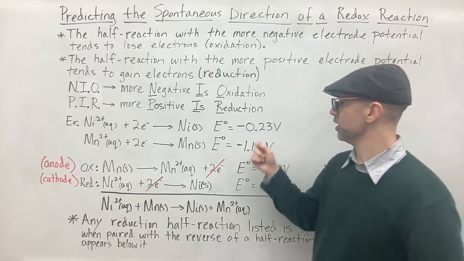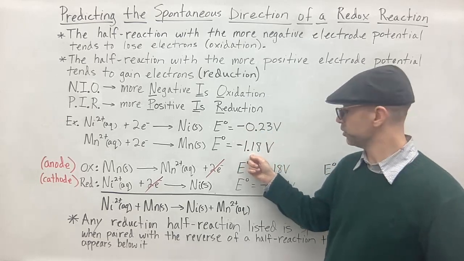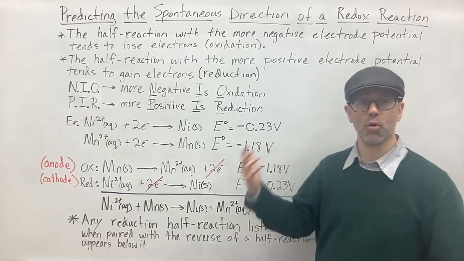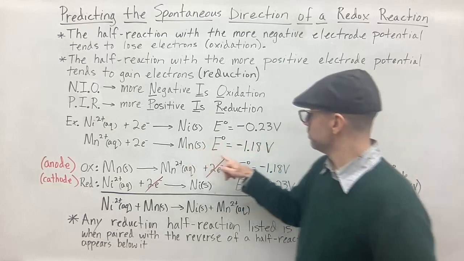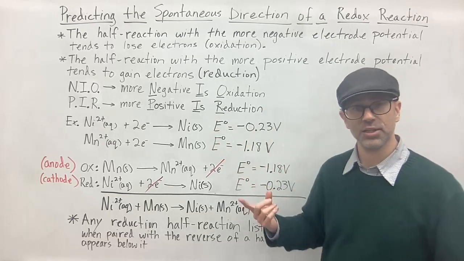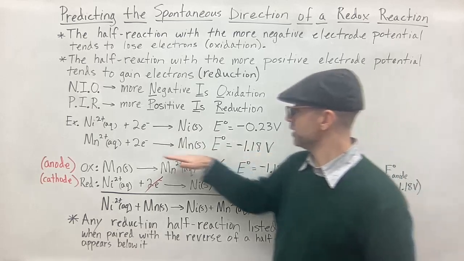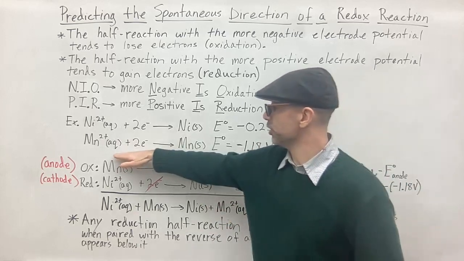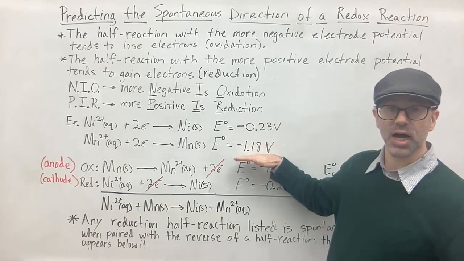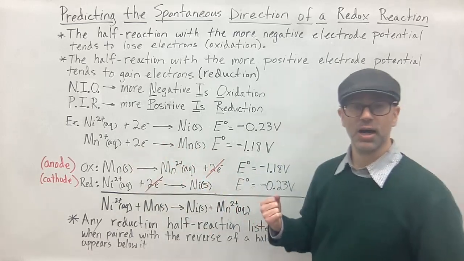You can look here and see that this has a less negative electrode potential and this has a more negative electrode potential. So the electrons are going to want to flow away from the more negative towards the more positive. Since the electrode that is more negative is where the electrons are going to leave, that's going to undergo oxidation. Here, manganese is the more negative, so this is not going to have as much of a tendency to undergo reduction as this one. Because this is more negative, this is more likely to undergo oxidation, so we would have to reverse this to make it an oxidation reaction.